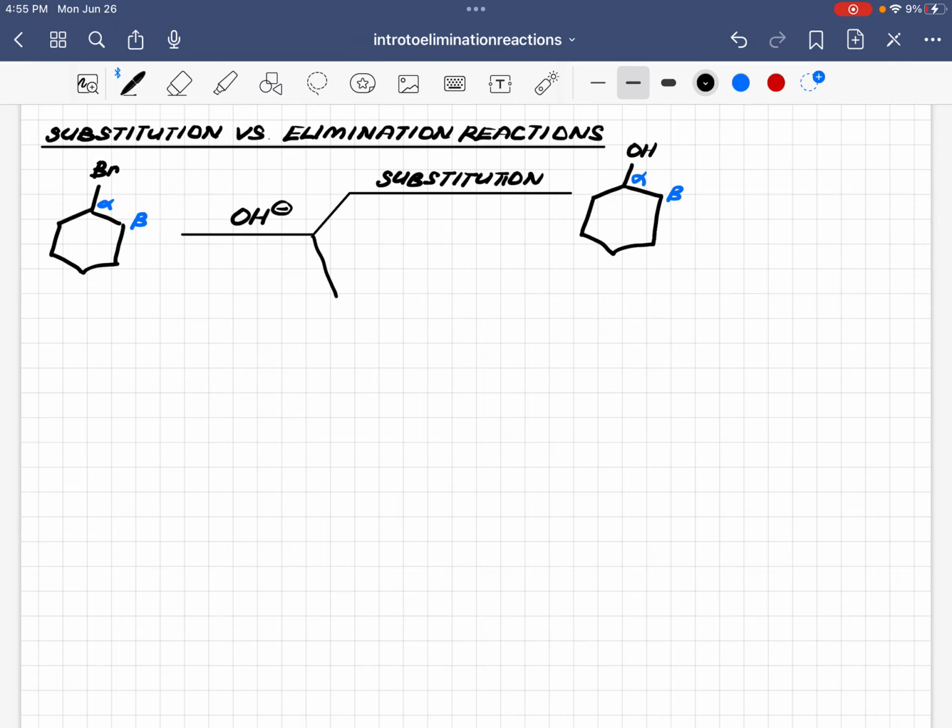What if we were to look at this same compound, but it traverses via an elimination reaction? Well, in an elimination reaction, the beta proton is removed and the leaving group is removed also, and a double bond is going to be formed between the alpha and beta position.